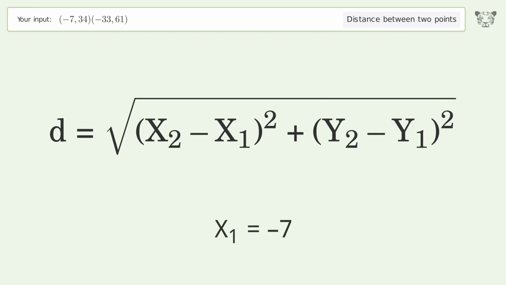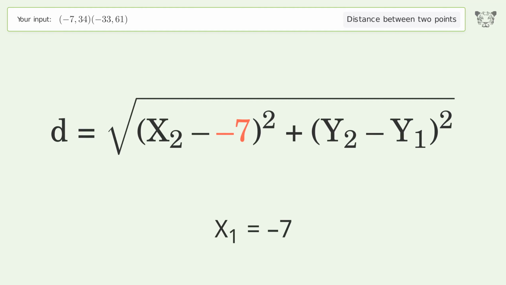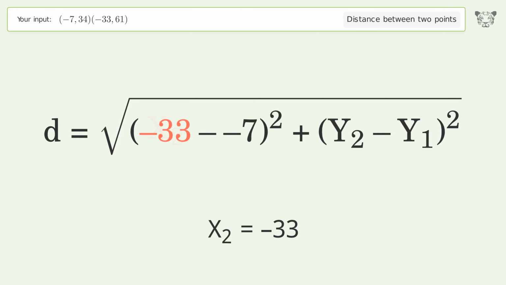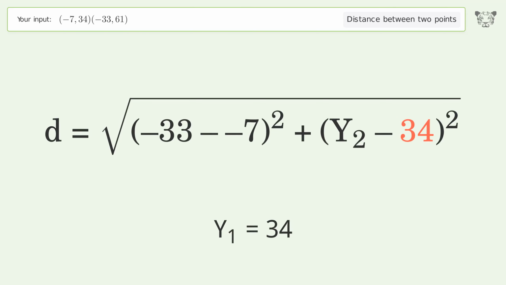x1 equals -7. x2 equals -33. y1 equals 34. y2 equals 61.